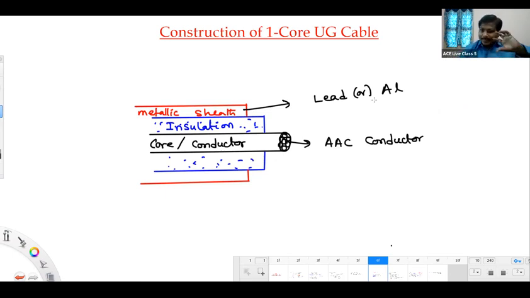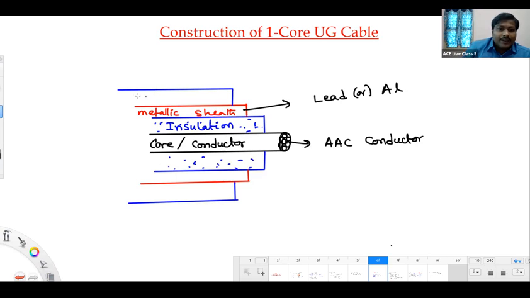See, after keeping this metallic sheath, can we keep this into the ground? No. Why? There is a possibility of getting some corrosion on this metallic sheath. To avoid the corrosion on the metallic sheath, we will be keeping a low-grade insulator, which is called the bedding layer.